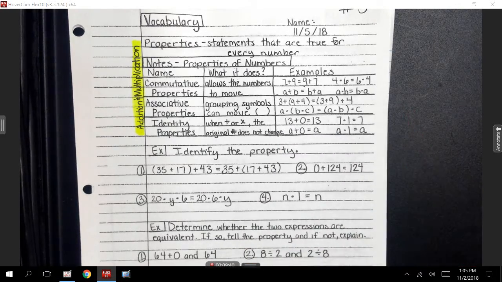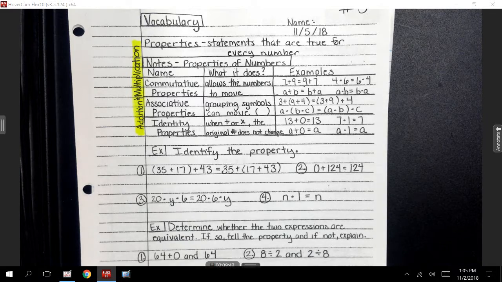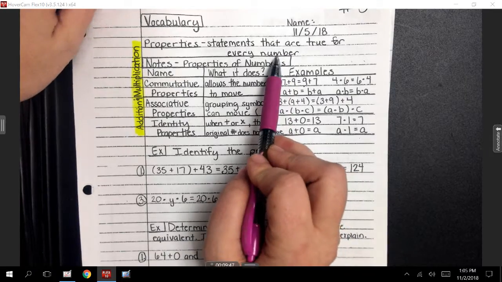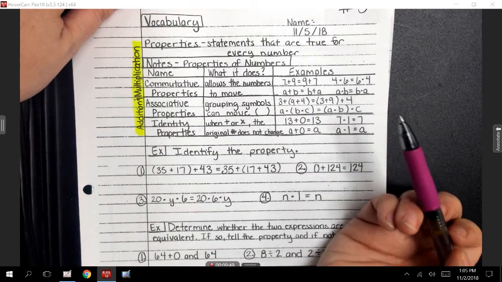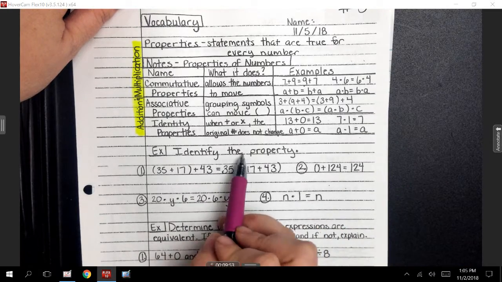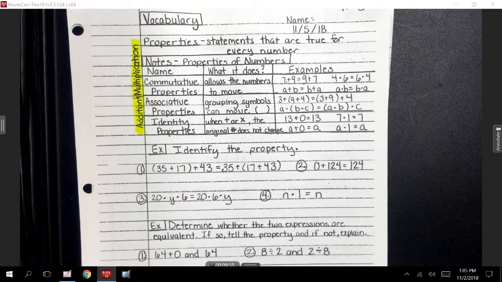Because what do those variables represent? Every single time they represent a number. So here's the rule, guys: if they are true for numbers, they're going to be true for our variables since they represent them. So what we're going to do first, we just want to identify the property. This is kind of like a matching game.